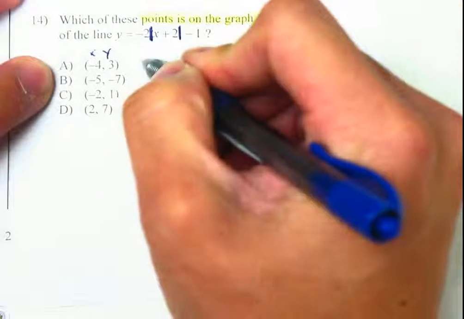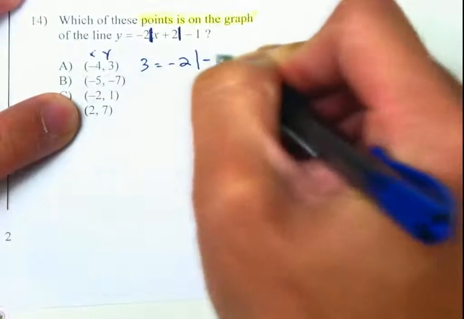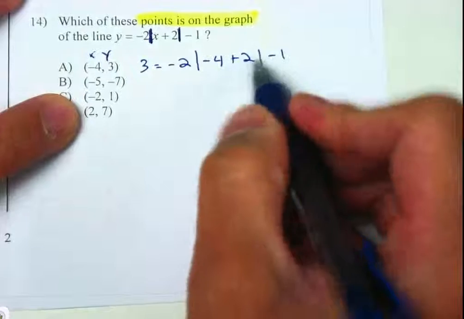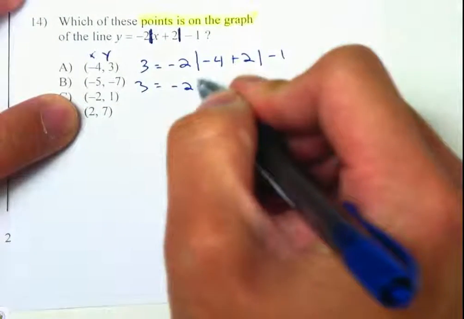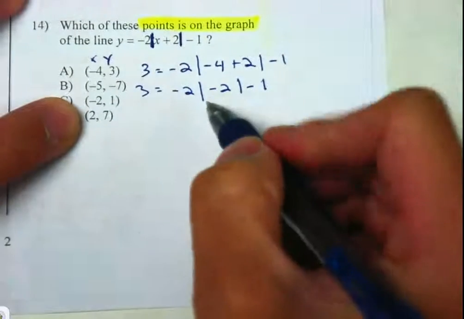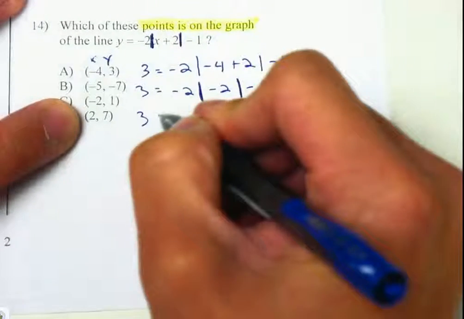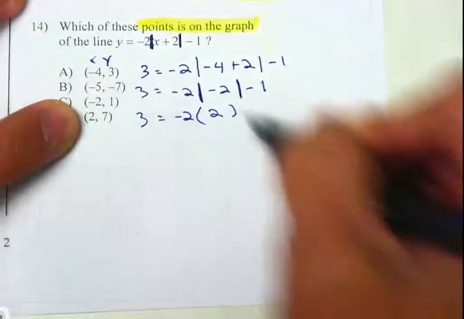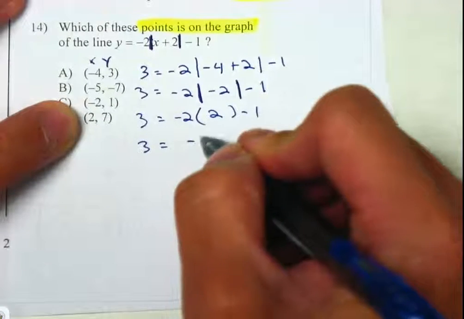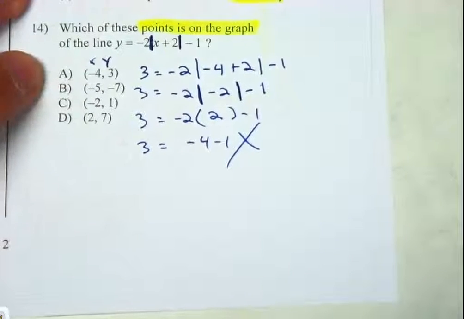I'm going to get 3 for y is equal to negative 2, negative 4 for x, plus 2, and minus 1. So treat this kind of like parentheses at first, where we put it in and do that part first. So I have negative 2, here I have a negative 2 on the inside, minus 1. And as soon as I see this, I know that the absolute value of negative 2 has to be a positive. So that turns into a positive 2 now on the inside. And now when we work this out, we get negative 2 times 2 is negative 4 minus 1, which we know this is not true. So it's not A.